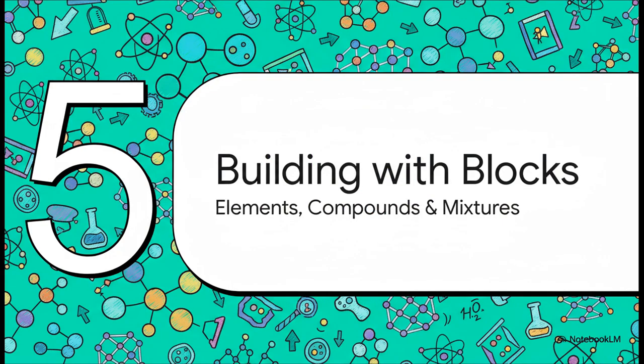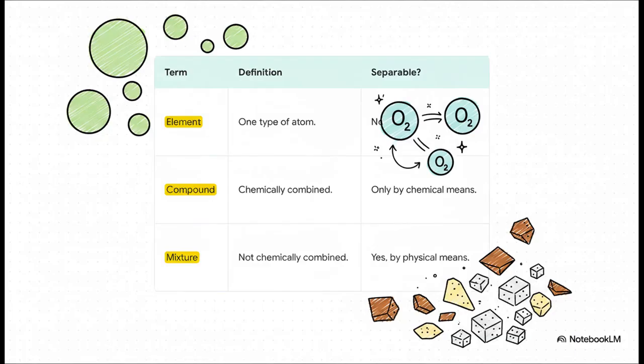So we have our atomic building blocks. We understand the rules they play by. Now let's see how they actually come together to build all the stuff we see around us every single day. Basically, everything can be sorted into one of 3 buckets. First, you have an element. That's the pure stuff, just one kind of atom, like a bar of pure gold. Then you have a compound. That's when different elements are chemically bonded together, like H2O, water.